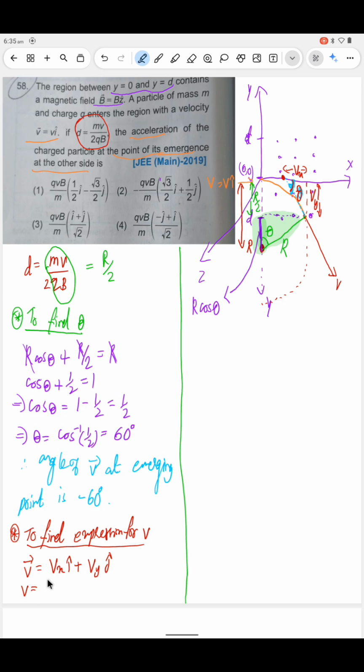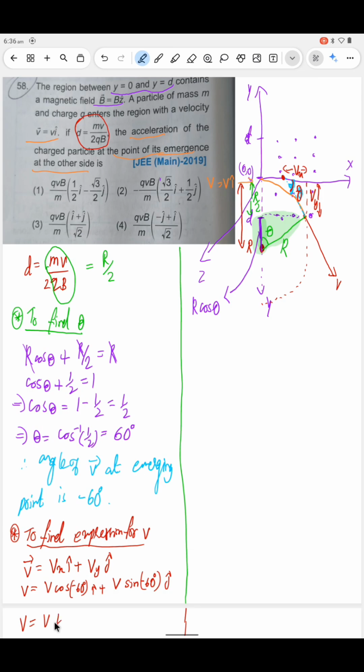That is, vx is equal to v cos theta, the adjacent side of it. So v cos minus 60. Minus 60 is very important because theta is downside. i cap plus the vy component is v sin minus 60 j cap. That is, v vector is equal to v cos minus 60. Cos 60 is 1 by 2. Minus theta, cos minus theta is also cos theta only.